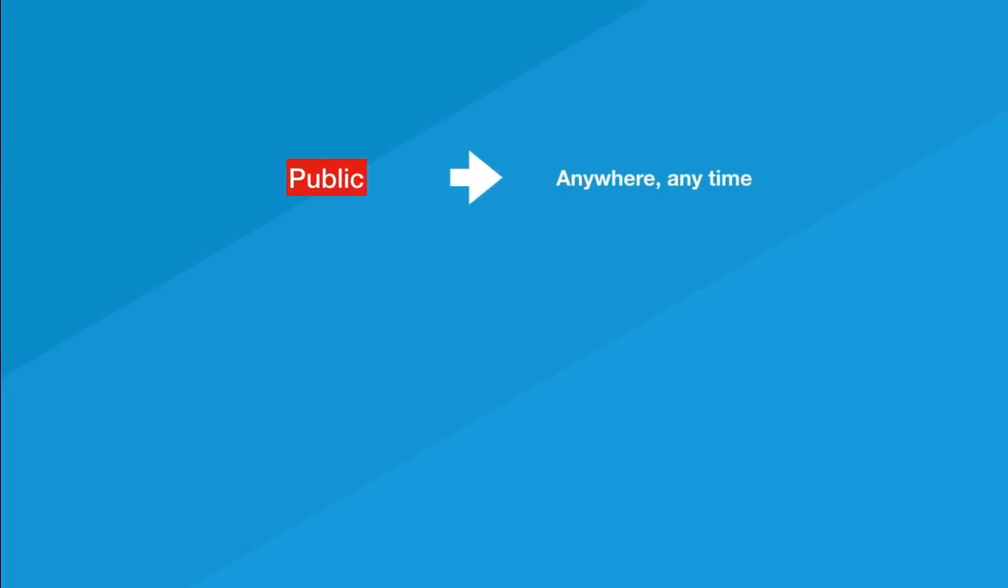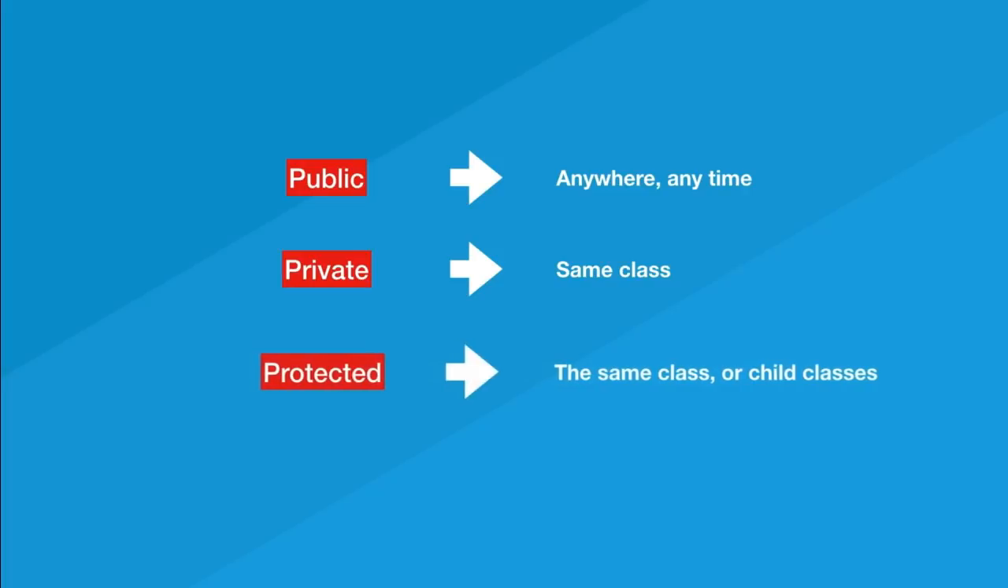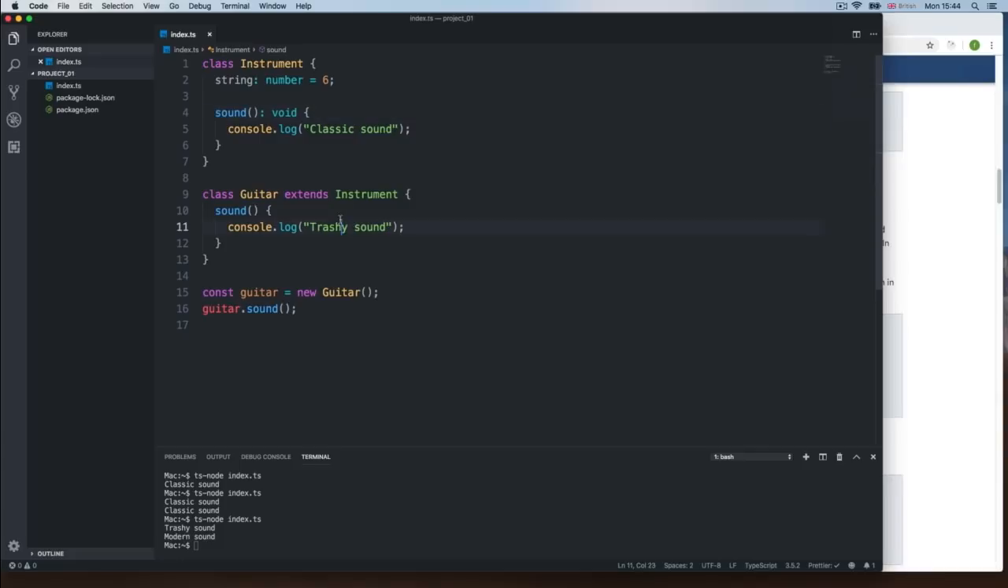We can only use them within child classes. So remember, again, just to sum everything up, we can use the public modifier anywhere and anytime. We can use the private, so it's always within the same class. And if we use protected, it's the same class or child classes.